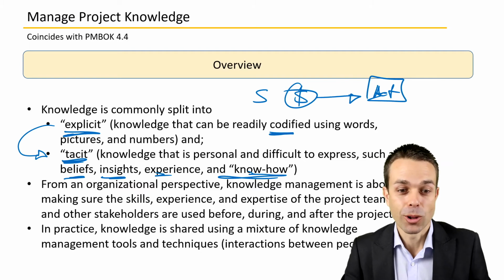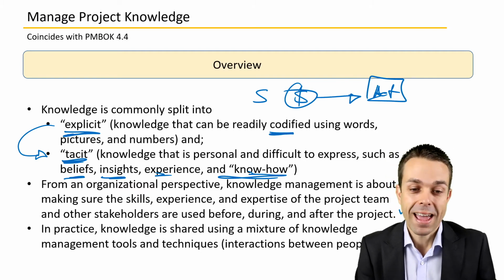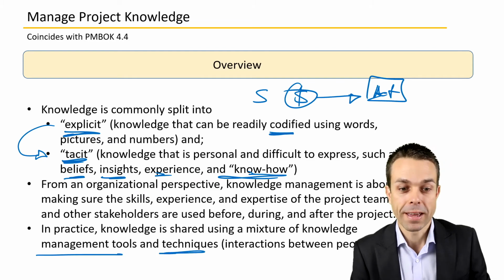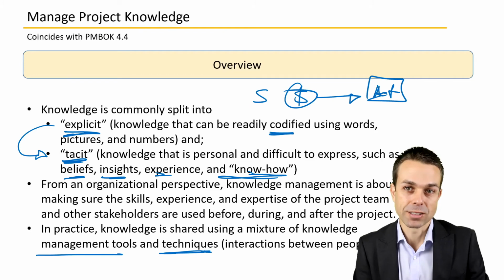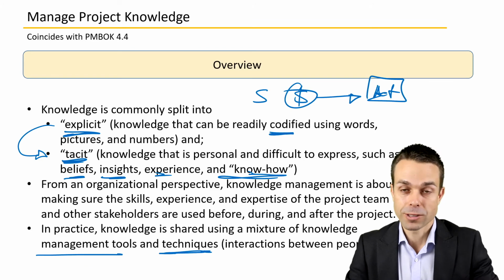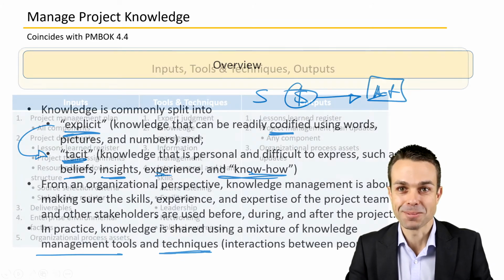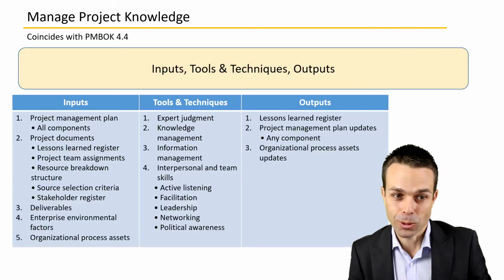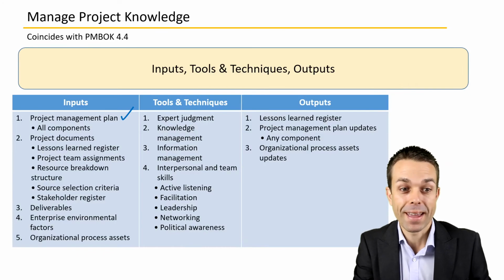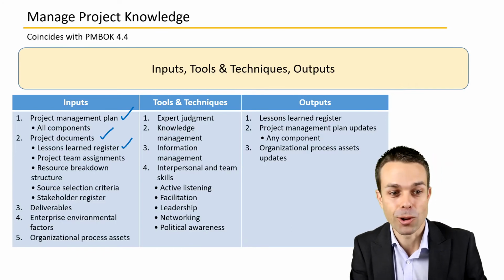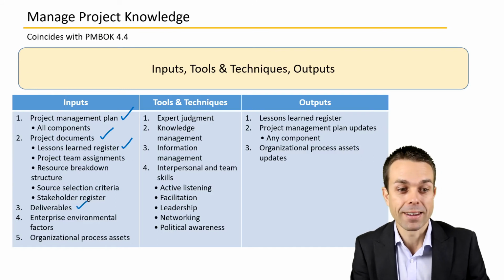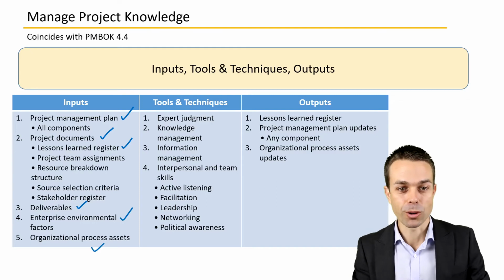In practice, knowledge is shared using a mixture of knowledge management tools and techniques. So we've got tools like online forums or something similar, and techniques, which is our interactions between people. And that can be much more effective when you're with someone standing face to face and you can see them very clearly. Inputs, tools and techniques, and outputs. We've got the project management plan as the input, so that's all of the components of the project management plan. Any project documents that we might need, the lessons learned register, deliverables that we're actually working on for our project, and enterprise environmental factors and organizational process assets.